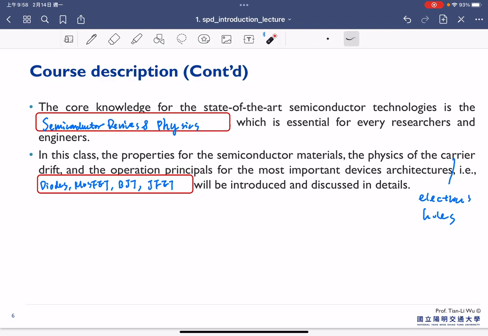And then among these four different devices, the most important one will be the diode.